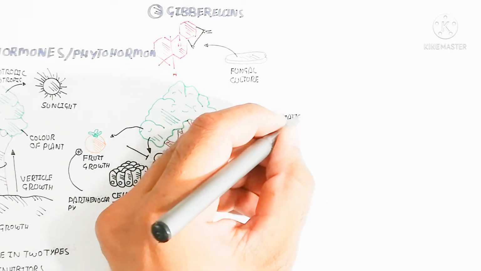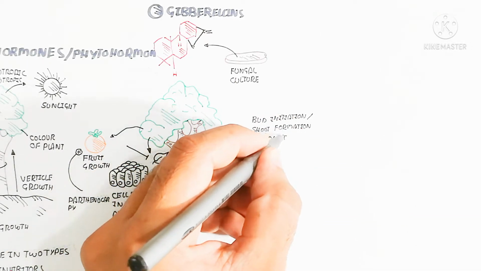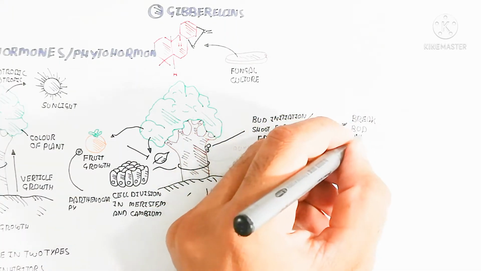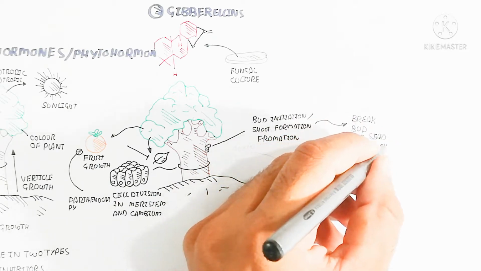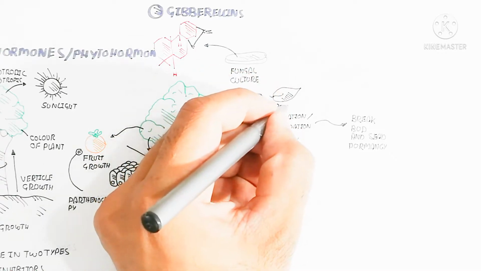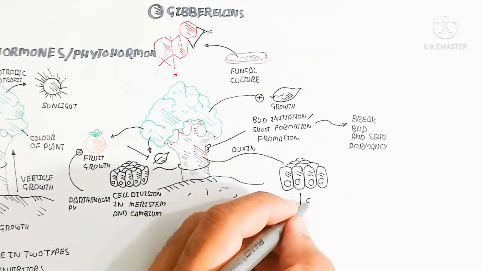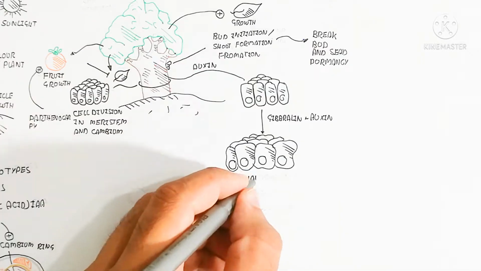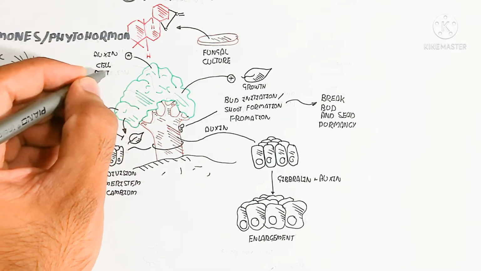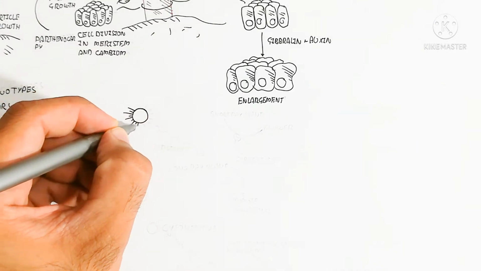On the other hand, the falling of the leaf is abscission, and leaf senescence is inhibited by this hormone. Bud dormancy and seed dormancy will be broken, and bud initiation and shoot formation will occur. And auxin promotes gibberellin, working with auxin for enlargement of the cell.